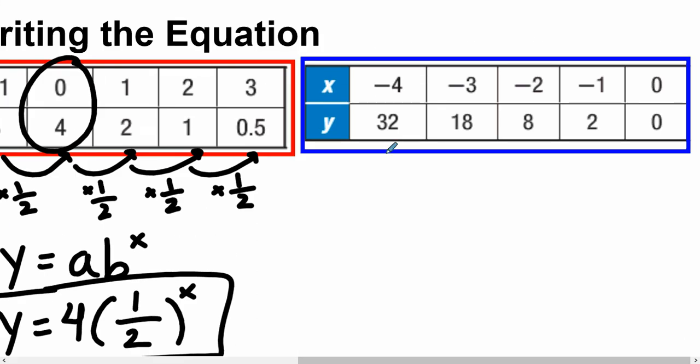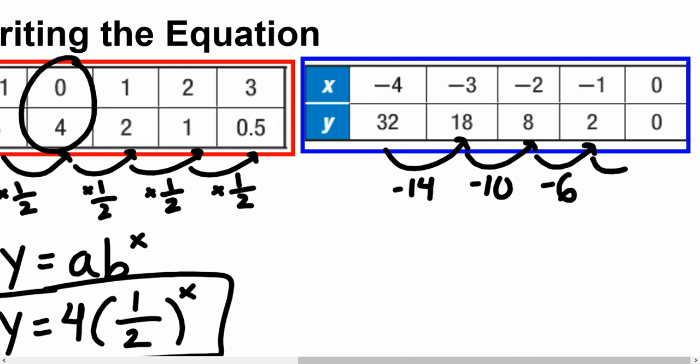Let's look at what's going on. How do I go from 32 to 18? Well, I subtract 14. How do I go from 18 to 8? I subtract 10. How do I go from 8 to 2? I subtract 6. What about 2 to 0? I subtract 2. So there's not a consistent difference, but there is a pattern going on.